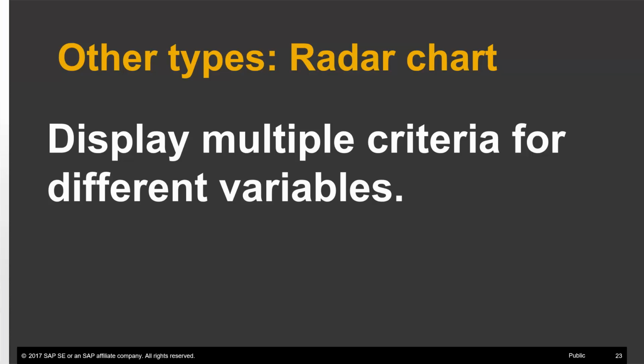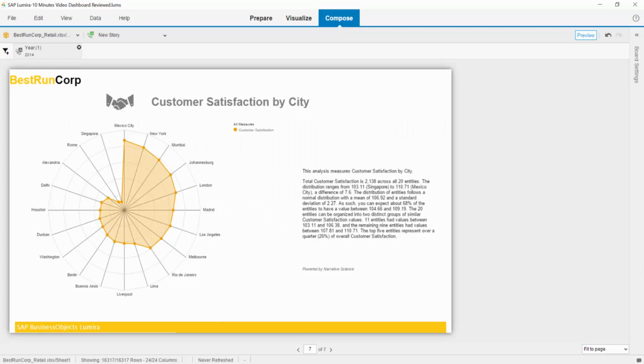I also added an extra slide showing all the types of visualizations that are commonly used. In this case here, we will see a radar chart, also known as a spider net chart, and it is used to display multiple criteria for different variables.